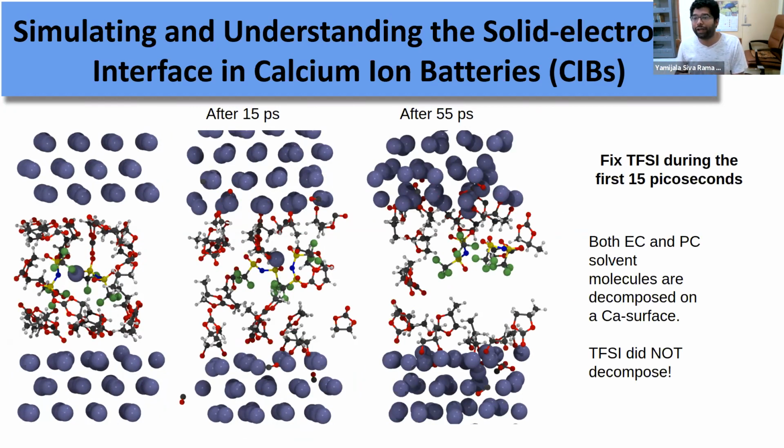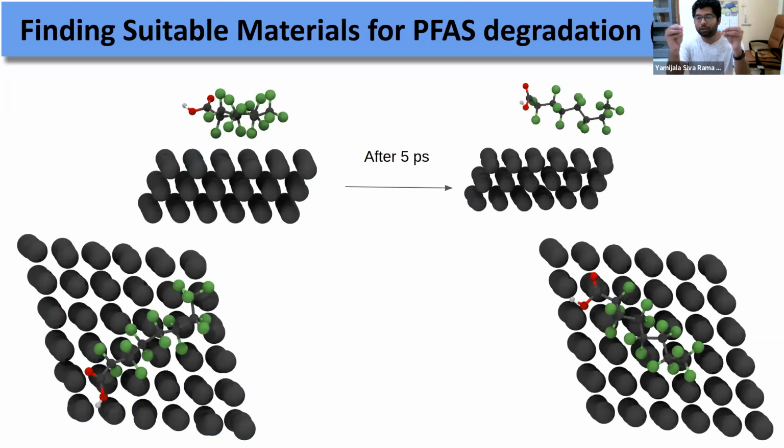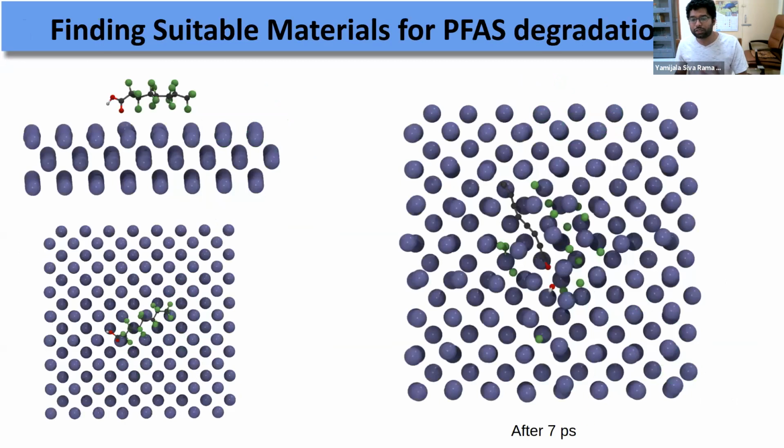The other one is to find suitable metals to decompose perfluoroalkyl substances, which are harmful pollutants. Based on our experience with calcium ion batteries, we found that when we use calcium metal, we can easily degrade this PFAS material. So this is also an ongoing work.